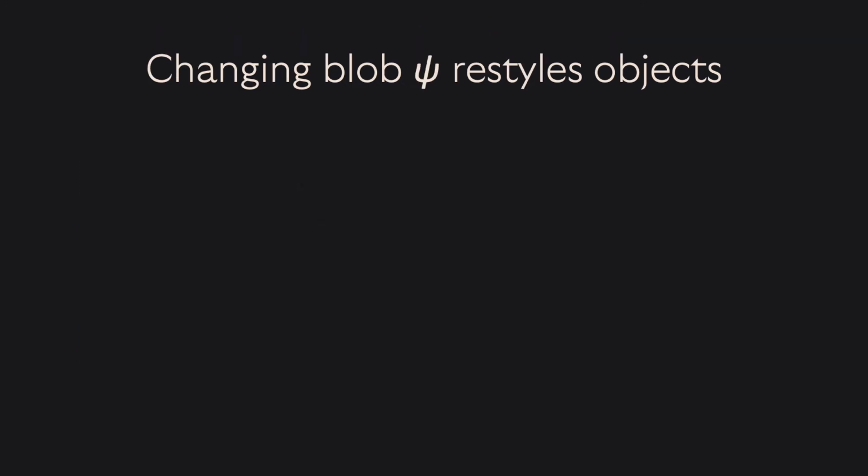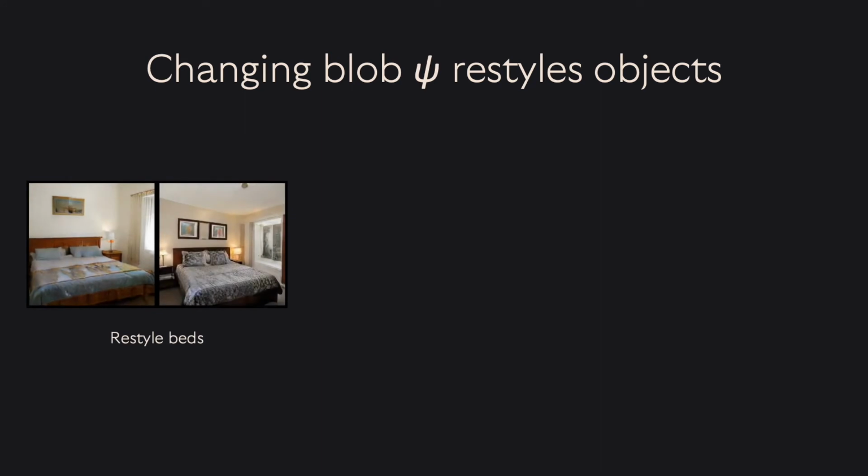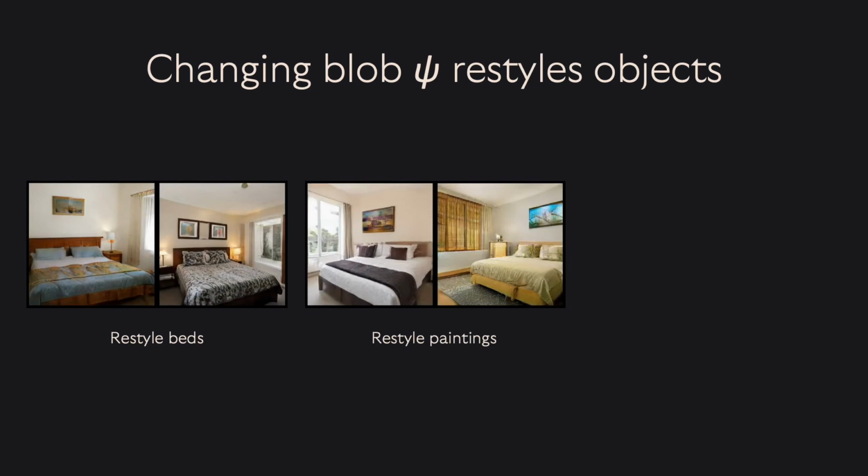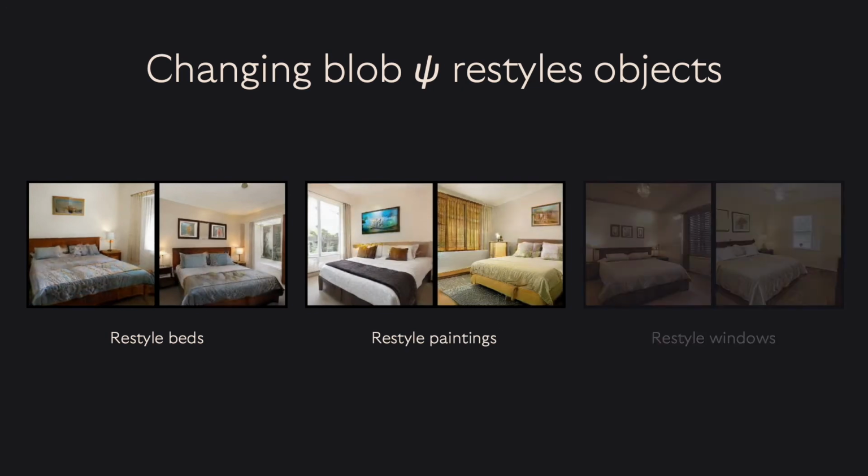We can also swap the style of only one object in a scene, while leaving the rest untouched. Here, we swap styles of beds, paintings, and windows.